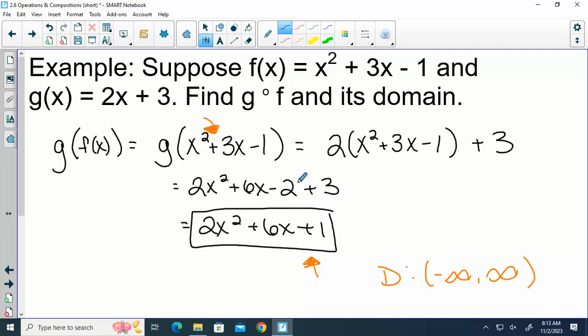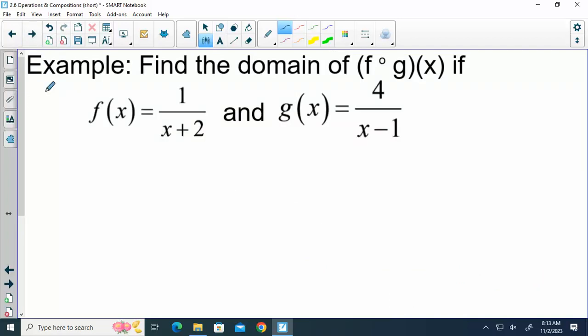Is that one okay? Is that one that's a little more interesting? Does the order of the composition matter? Does it matter if I say f composed with g or g composed with f? Yes, you get different answers. They will also have different domains. So we do have to be very cautious there.